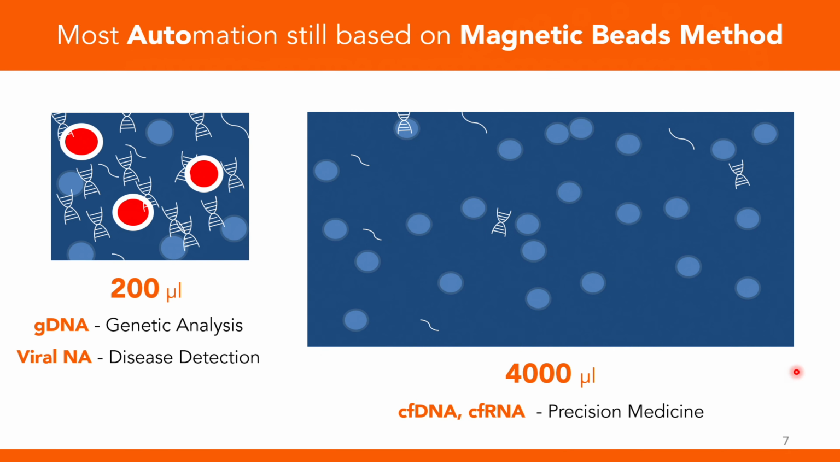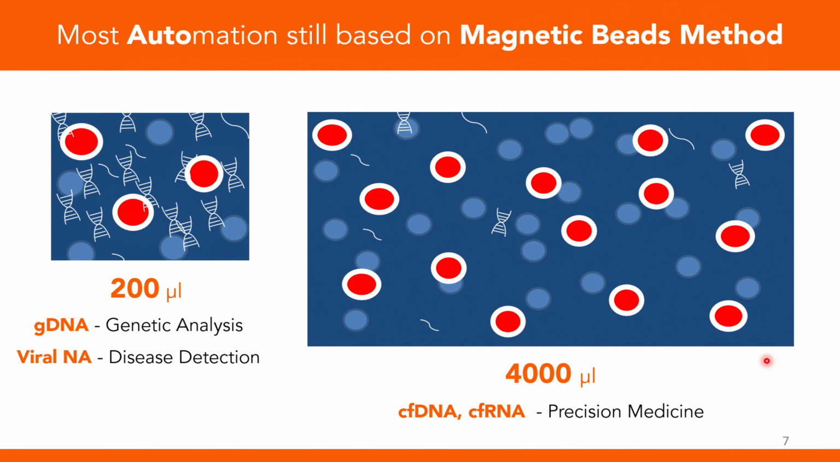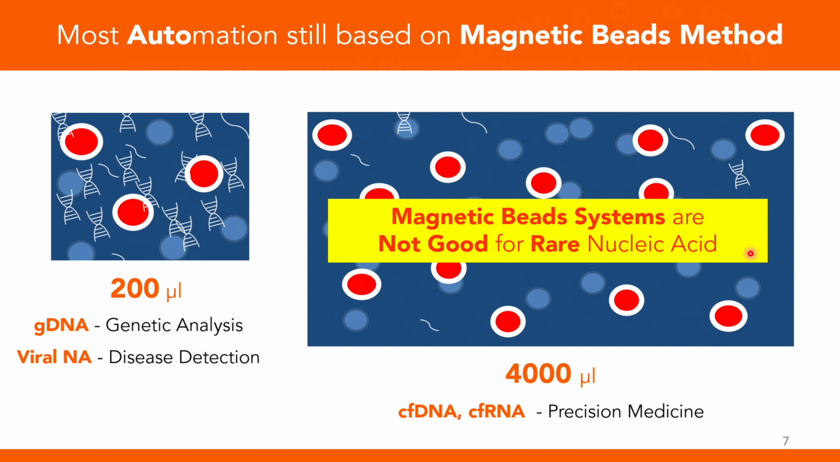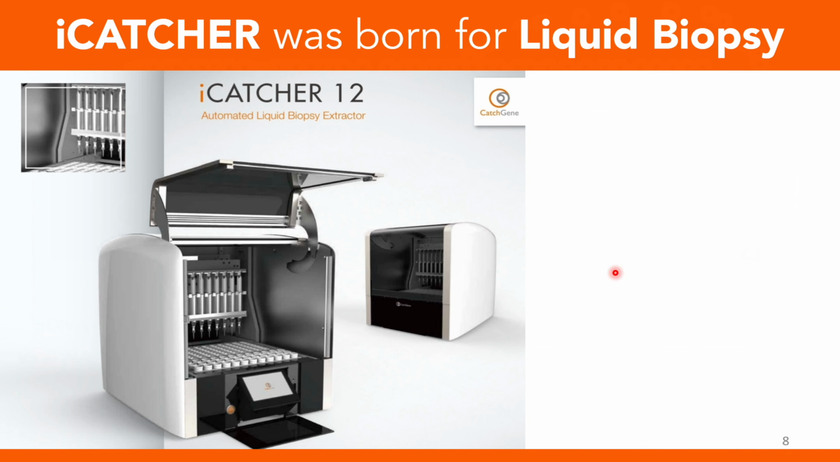But nowadays, what we want to capture is very rare cfDNA, cfRNA for precision medicine. So normally the scientists suggest enlarging the sample volume from 200 to 4,000 microliter. If we still use magnetic beads, it becomes very difficult to let the beads capture the DNA. So actually, magnetic bead systems are not good for rare nucleic acid. So is there any solution for this kind of rare nucleic acid? Yes, here we are.